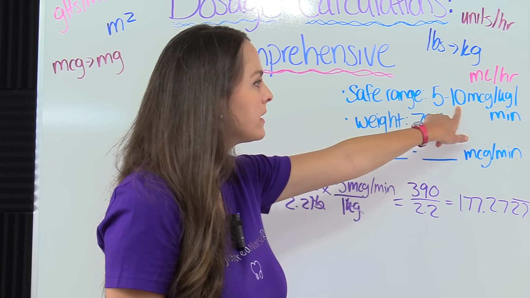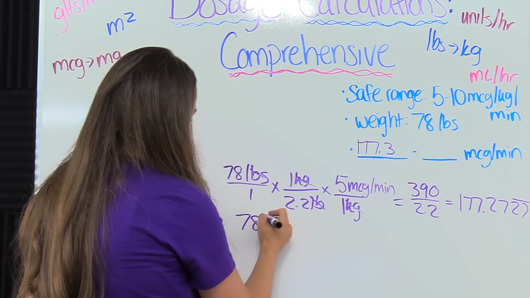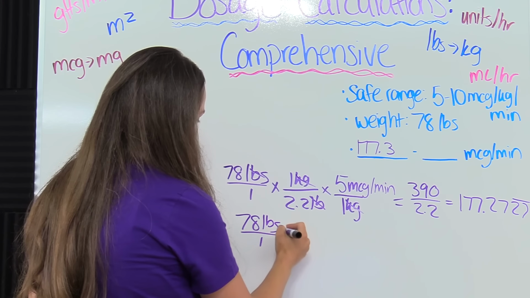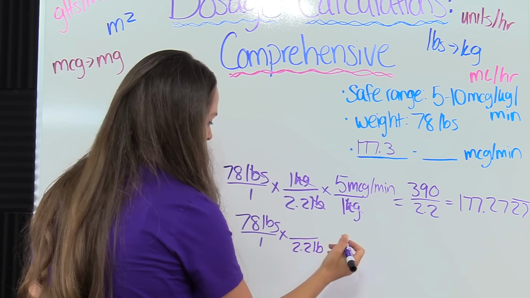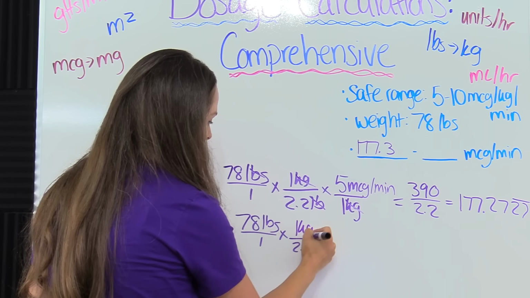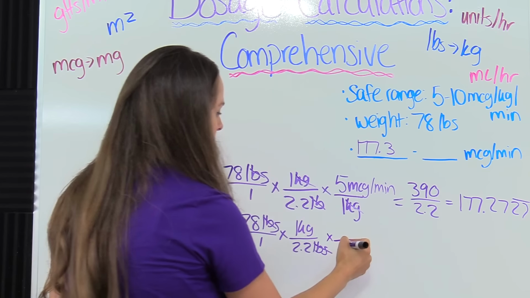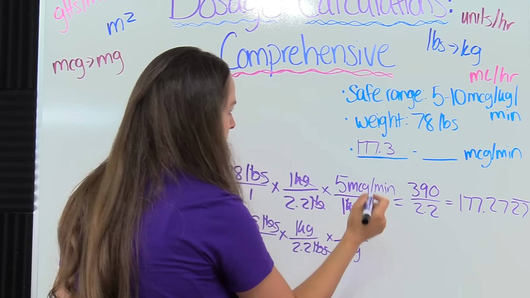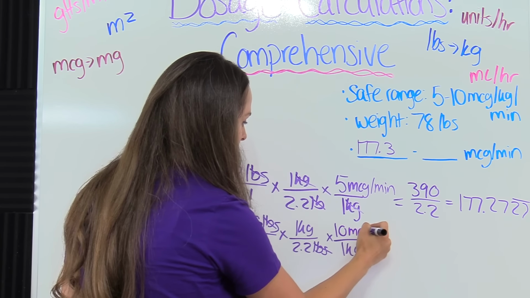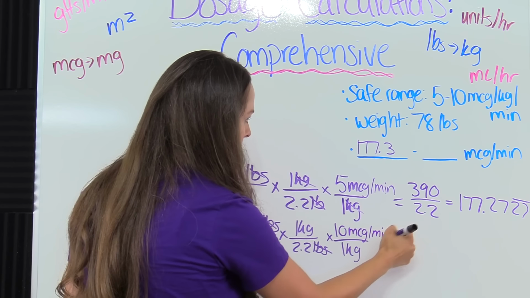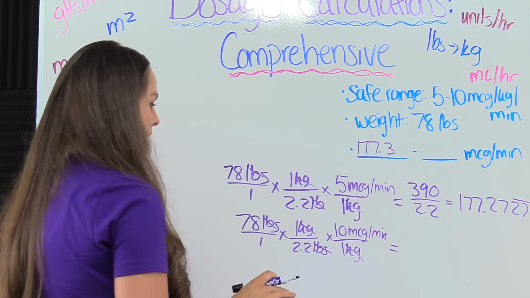So now we're just going to plug in the 10 where we did our 5 and set up the problem. So our patient weighs 78 pounds. We know from the metric table there's 2.2 pounds in 1 kilogram, which cancels out pounds. We know from our order that for 1 kilogram, a patient on that high end can receive 10 micrograms per minute. We're where we need to be, so our kilograms cancel out. We're going to multiply and divide.